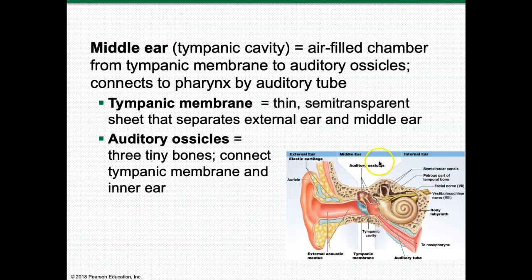The outer ear ends at the eardrum, called the tympanic membrane. Just past the membrane is the tympanic cavity, which is air-filled. Inside the tympanic cavity are the auditory ossicles, the three tiny bones. And there is also a tube going from the middle ear to the pharynx. This is called the auditory tube. The tympanic membrane itself is a thin, semi-transparent sheet that separates the external ear from the middle ear.